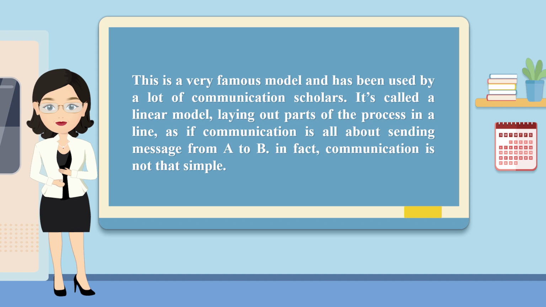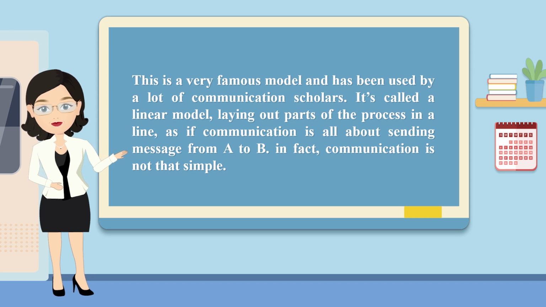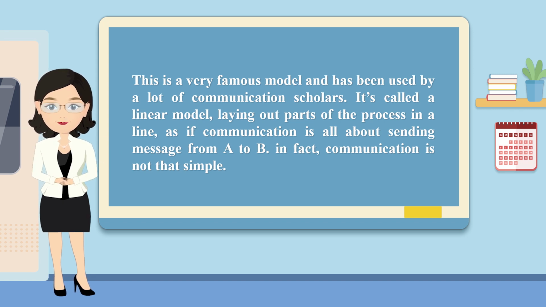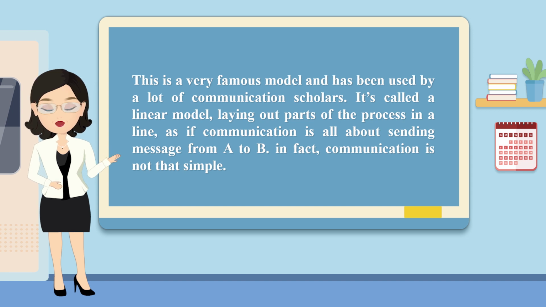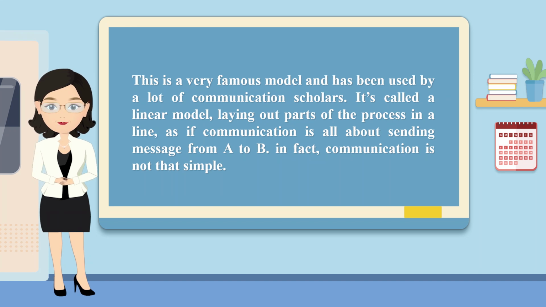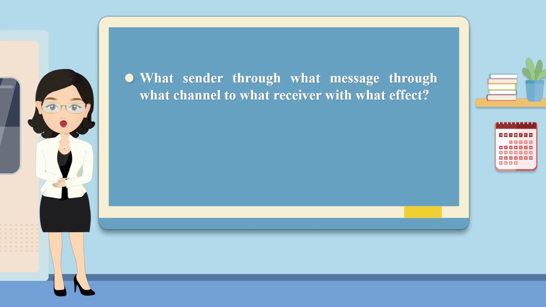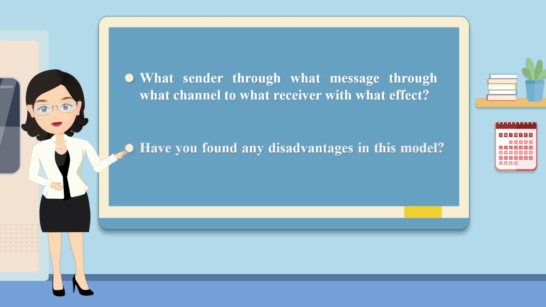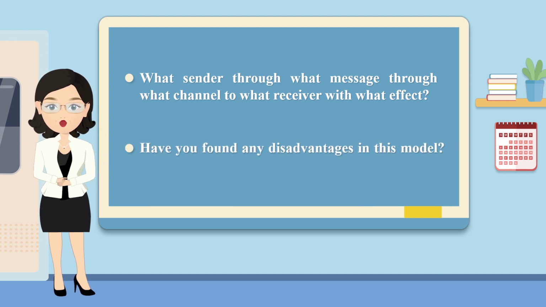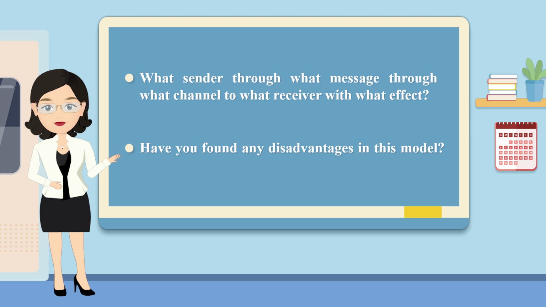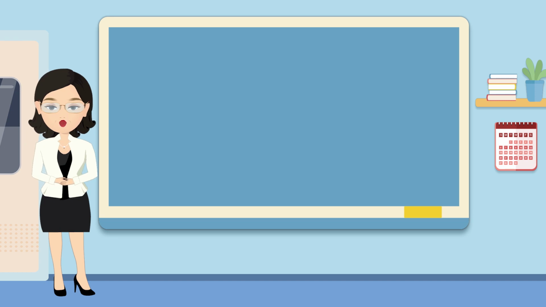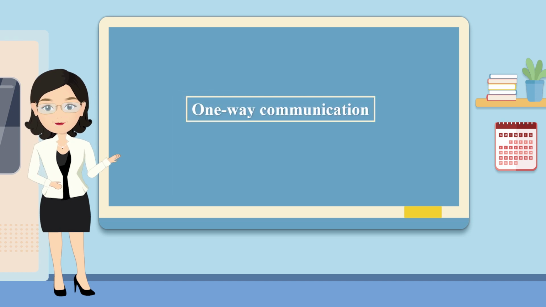It's called a linear model, laying out parts of the process in a line, as if communication is all about sending a message from A to B. In fact, communication is not that simple. Who says what, through what channel, to whom, with what effect? Have you found any disadvantages in this model? Yes, there's no feedback in this model. It seems like a one-way communication.